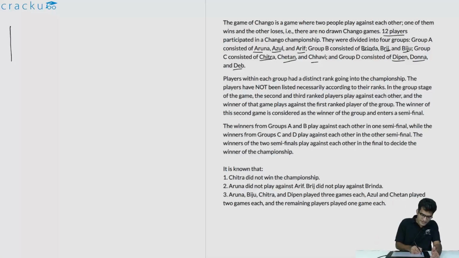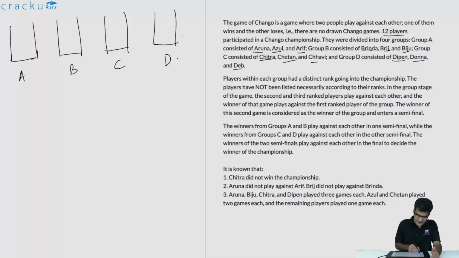Let us say this is group A, this is group B, this is group C and this is group D. The winners of A and B play in the semi-final, and the winners of C and D play in the other semi-final, and the winners of the 2 semi-finals play in the final.